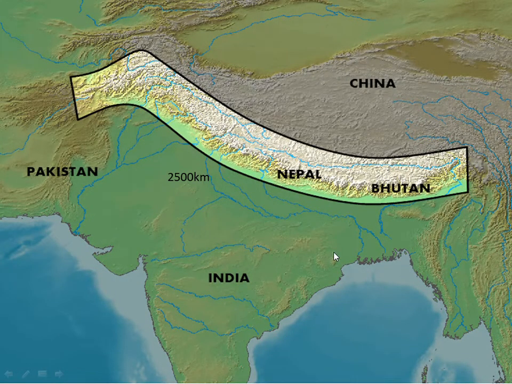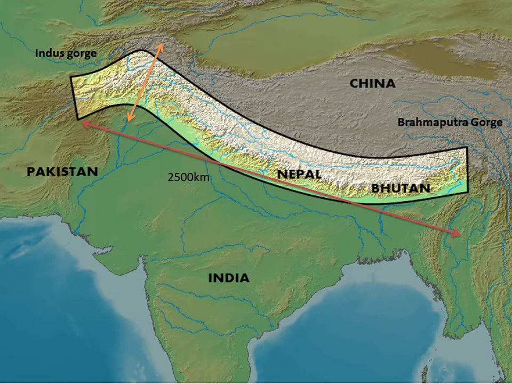And what is the length of the Himalayas? You see, from the Gork in the west to the Brahmaputra Gork in the east, the length of the Himalayas is 2500 km. And in the west, what is the width? In the west, it is 500 km, especially in the Kashmir region. In the east, in Arunachal Pradesh, the width of the Himalayas is 200 km. So this was the basic length and breadth of the Himalayas.